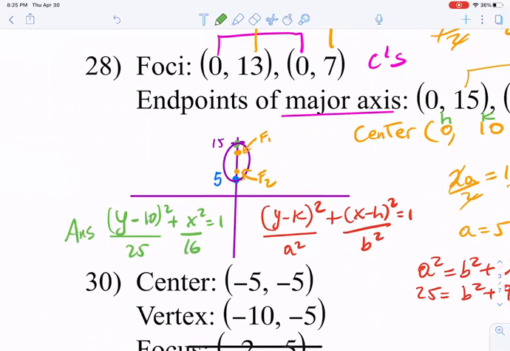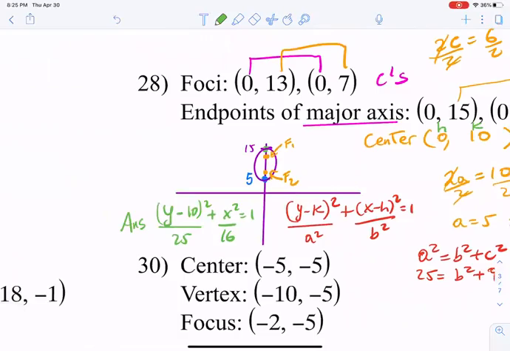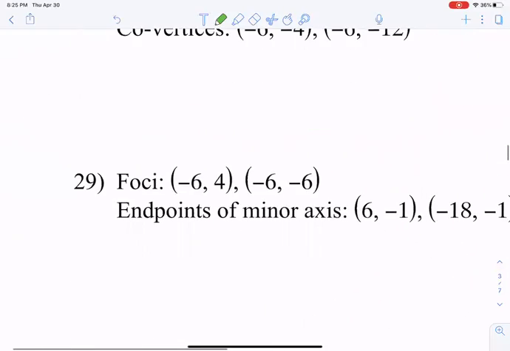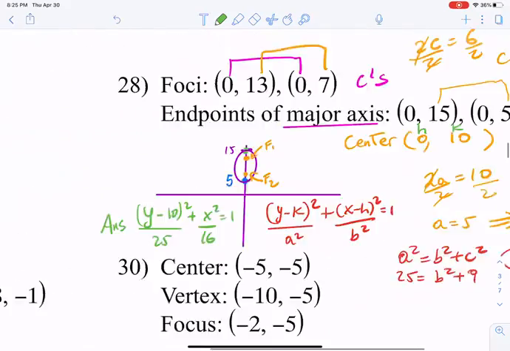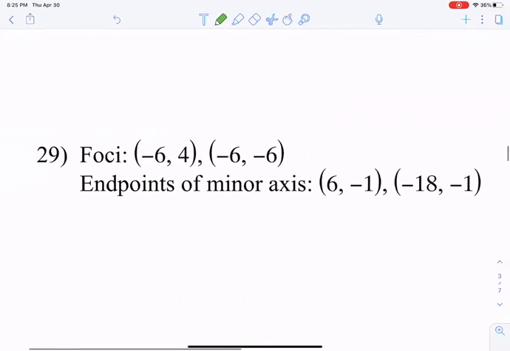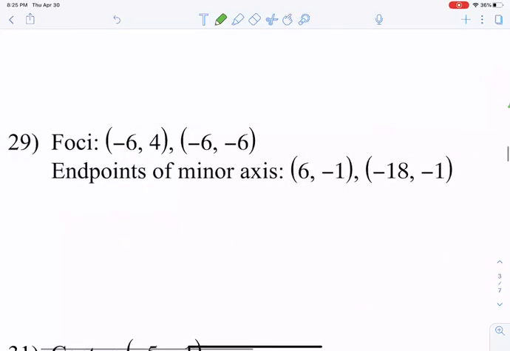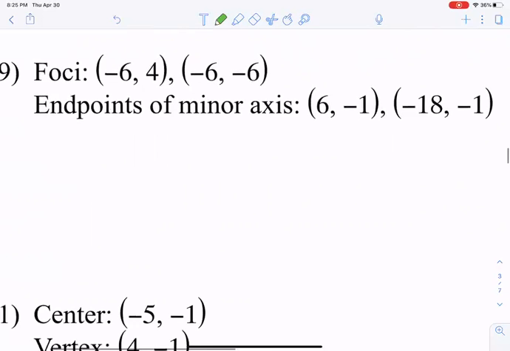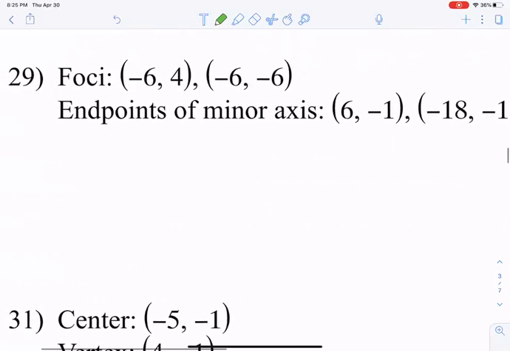I hope you understand. Let's move to the next problem. Too much talking sometimes, so let's do work. Okay, the next problem. Here they're asking you, I'm going to try to make it as big as I can. This is number 29.